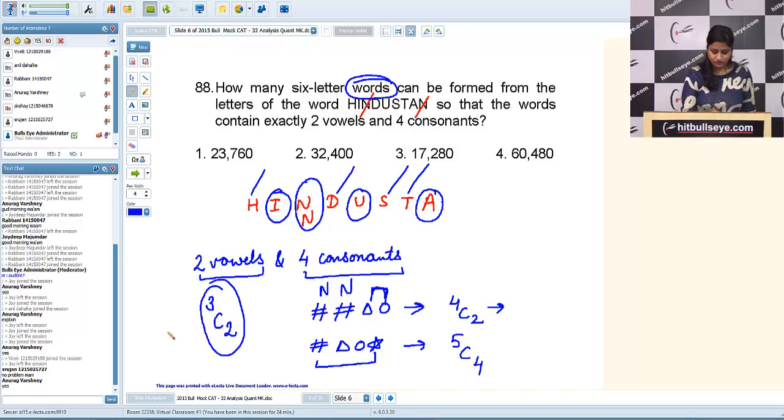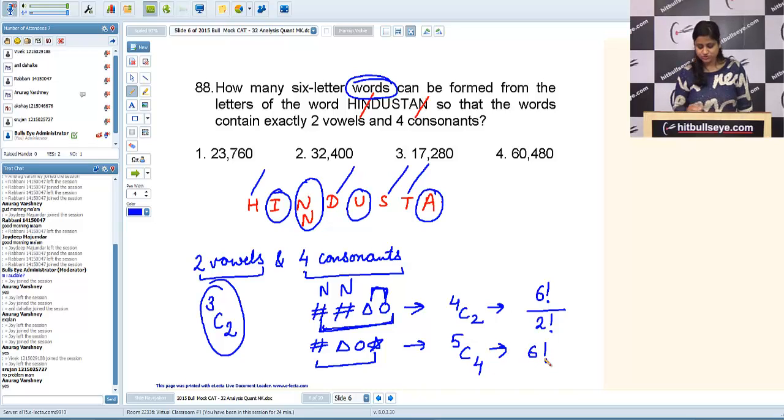We have 2 vowels and 4 consonants in the first case where 2 consonants are the same. So, we can say that can be arranged in 6 factorial divided by 2 factorial, because whenever we have a repetition case, we divide the whole arrangement by 2 factorial because N is coming twice. Now coming to this, we have 6 different letters, that's why it will be 6 factorial. So that will be the answer in this case. Is it okay? Clear?